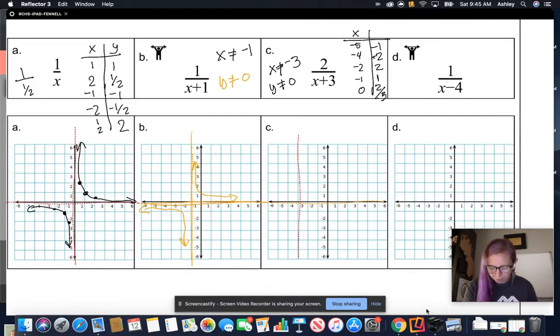All right, let's plot these points and see what we get. So at -5, I go down to -1. And then at -4, I'm down to -2. Okay. And then at -2, I'm going up to +2. And -1 is 1. And 0 is 2/3.